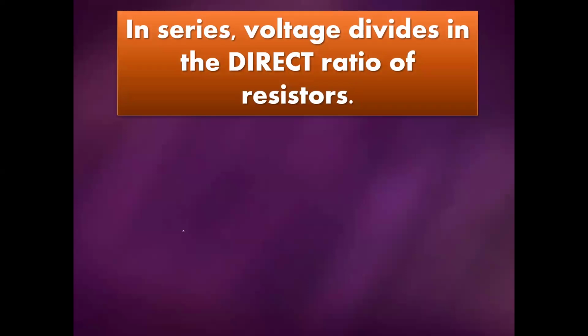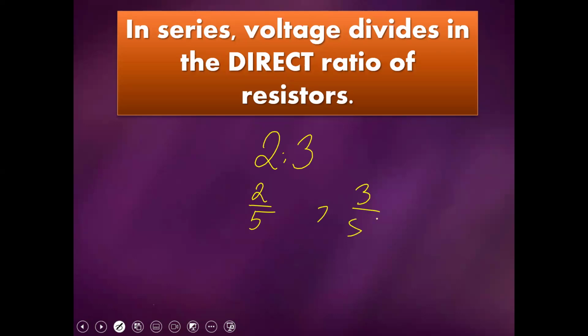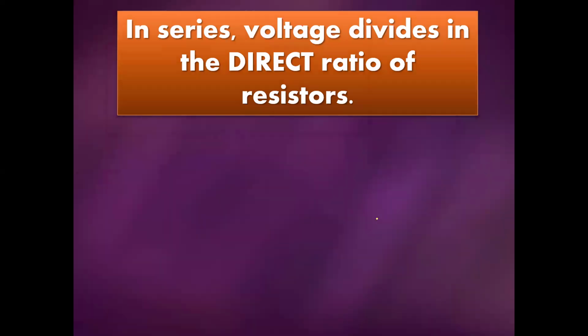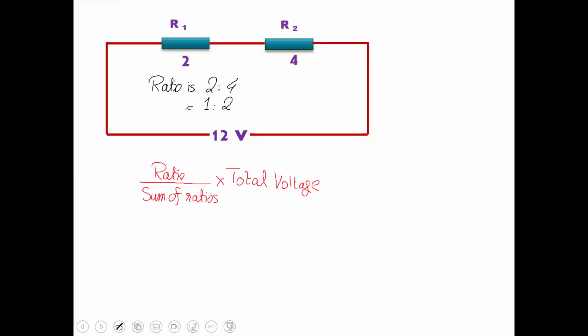Normally in our MCQs or short questions, we use the concept of ratio. What is the concept of ratio in maths? You already know that in maths, there is a concept of ratio, for example, 2:3. So one component will be 2/5 and the other component will be 3/5. So we apply this approach here. There are two resistors, 2 and 4 ohm. Ratio of resistors is 2:4, which is 1:2.